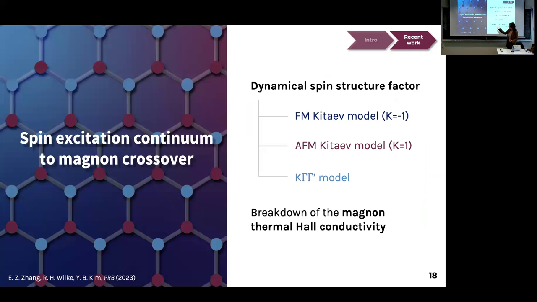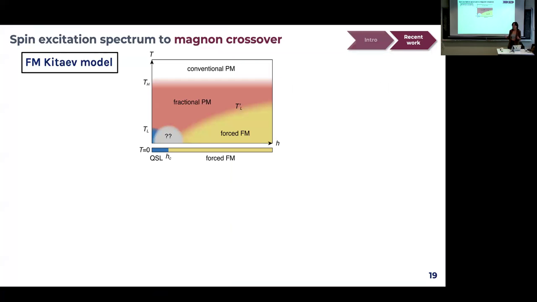So in this project titled Spin Excitation Continuum to Magnon Crossover, I study this crossover from the supposed Majorana fermion regime to the polarized regime, and I do so in 3 different models with large Kitaev interactions. And I calculate the dynamical spin structure factor, and then I use this to comment on the breakdown of the magnon thermal Hall conductivity.